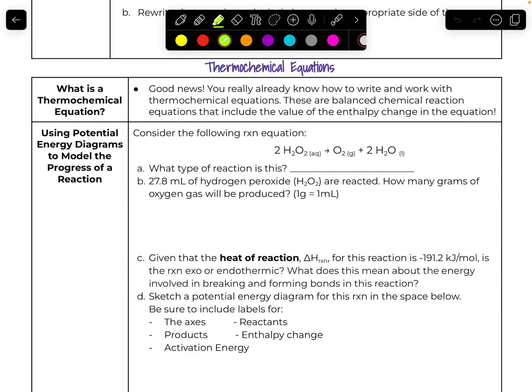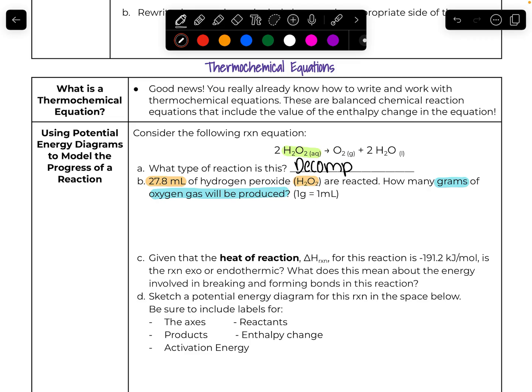So let's think about this example equation here. You have hydrogen peroxide, H2O2, and it's decomposing into oxygen and water. So first, think about what type of reaction this is. I kind of already gave it away. Decomposition. Okay, so this is decomp. You have one reactant breaking down into multiple products. So let's say you had 27.8 milliliters of your hydrogen peroxide and all of it reacted. What we are asked to figure out is how many grams of oxygen gas will be produced.